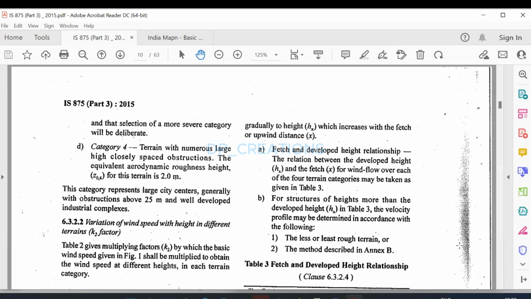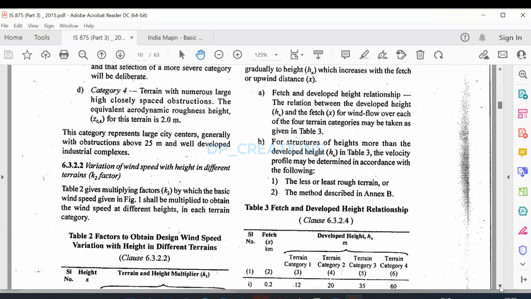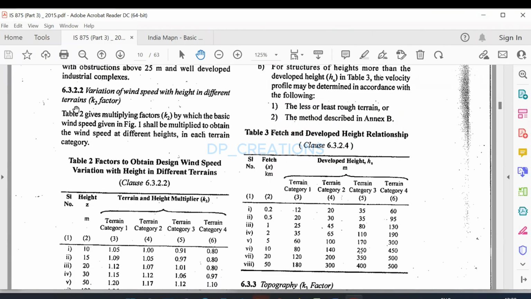Okay, that is one part, terrain category, for K2, and the second part is your height. Variation of wind speed with height in different terrains: for that, Table 2. Table 2 gives multiplying factors by which the basic wind speed, including Figure 1, shall be multiplied to obtain the wind speed at different heights. Again, I'm telling you, when the height of the building is less than 10 meters, we have to consider the height as 10 meters.